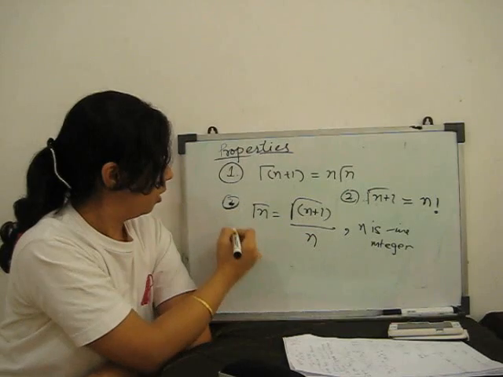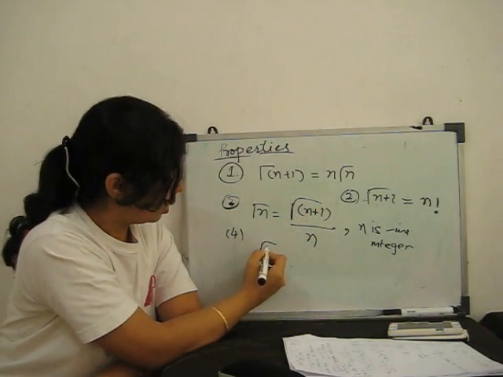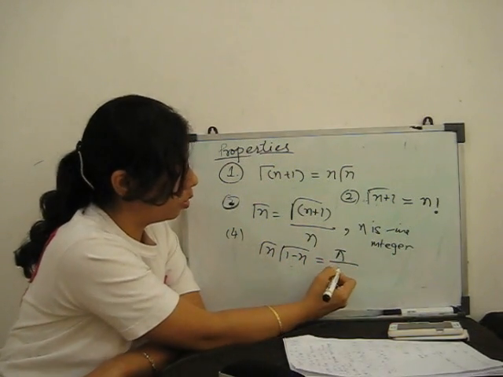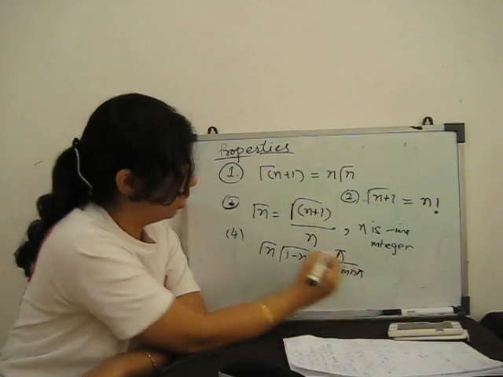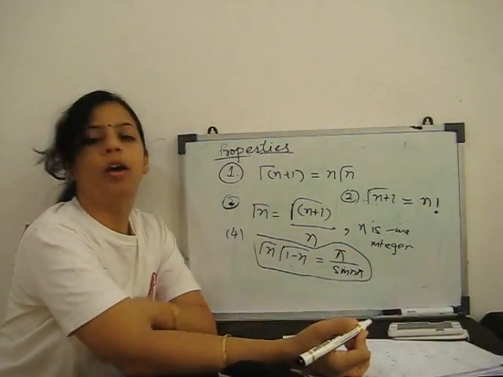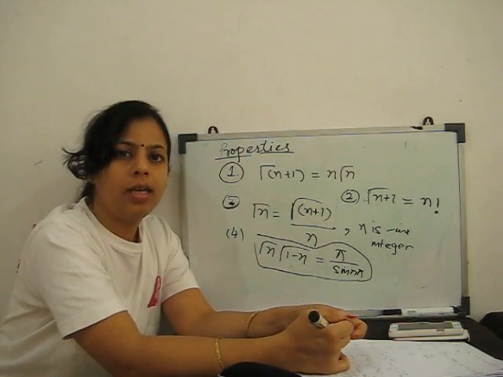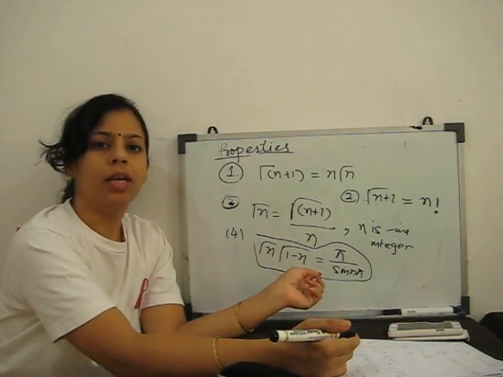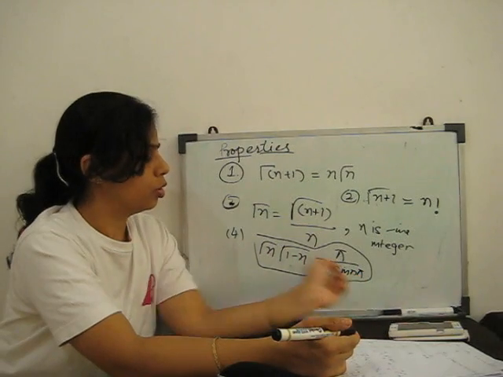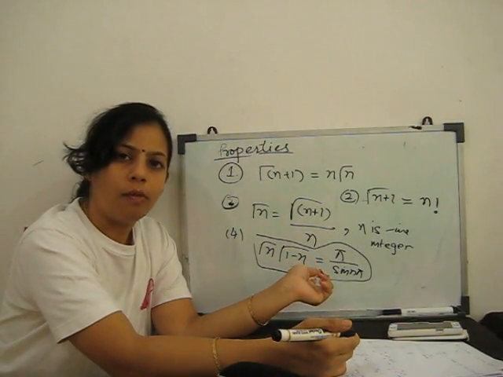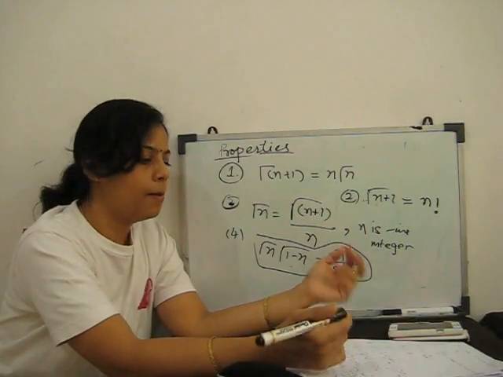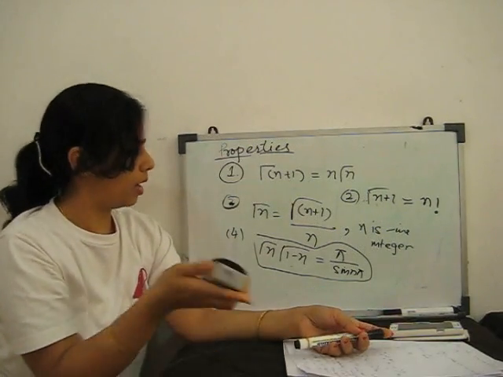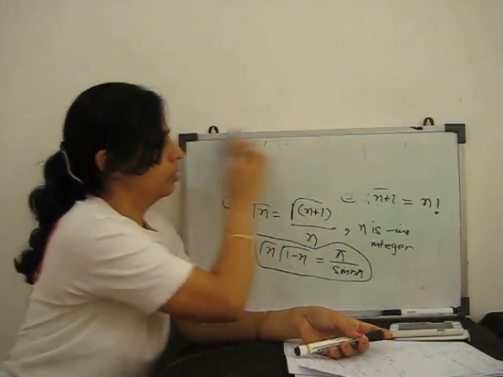Fourth one is gamma of n times gamma of 1 minus n gives pi upon sine of n pi. We have to use this property in many integrals when solving them. Sometimes we come to this condition, then we directly substitute gamma of n into gamma of 1 minus n is equal to pi upon sine n pi. The last one is the value of gamma of half, gamma of 1 by 2. Fifth property, number 5.